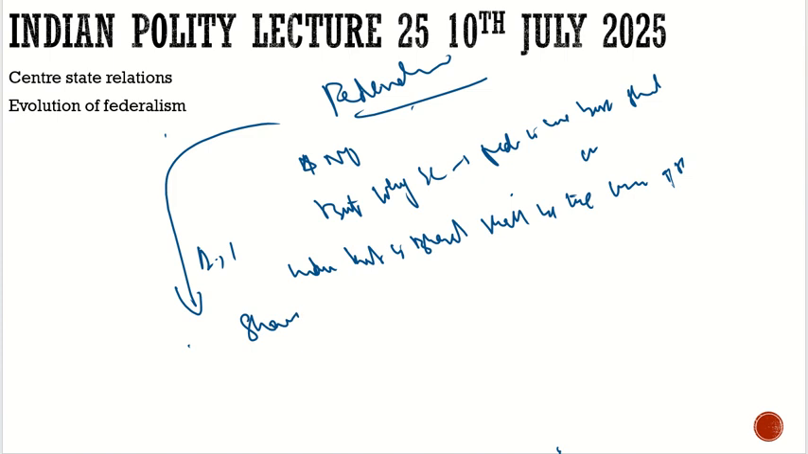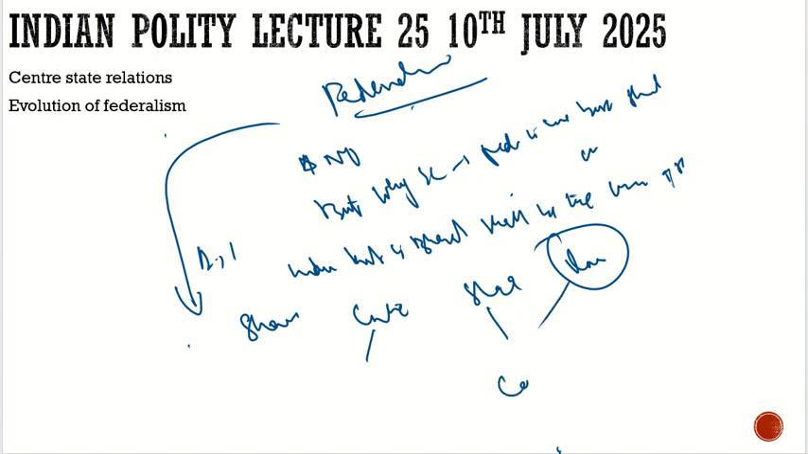So what would be there? There would be the center, there would be states, or there would be the local bodies. Even though there are some experts who say that the local bodies don't come under the federal structure, there is a debate over it. But let's assume that there are states and there is a center, and this power is distributed between the center and state. And who distributes this power? The constitution gives separate power to the center, to the states, and to the local bodies.